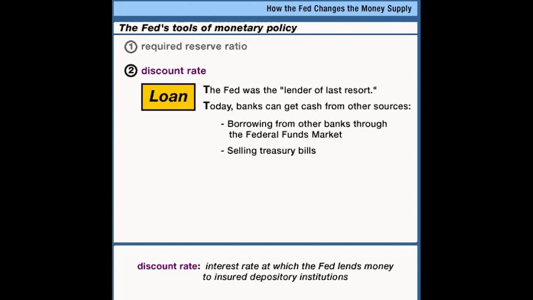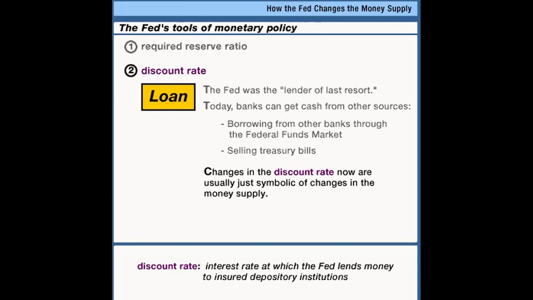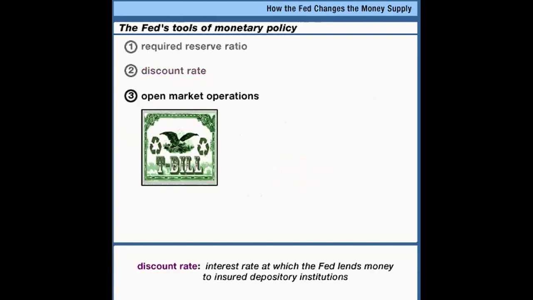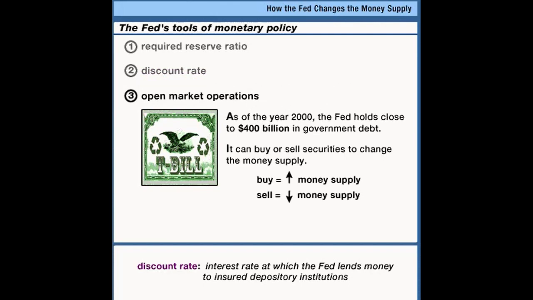The final tool that the Fed uses is what's called open market operations. Open market operations refers to the purchase and sale of government securities. The Fed holds about $400 billion worth of U.S. government debt, and it can buy and sell government debt as it wants to change the money supply. This is the most frequently used policy tool of the Fed. In fact, every business day, the agents of the Fed are in the financial markets buying and selling government securities to change the money supply.